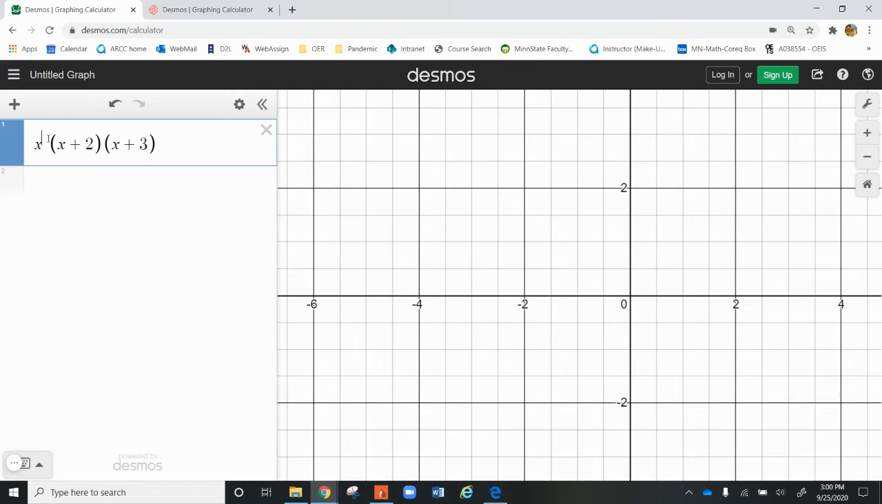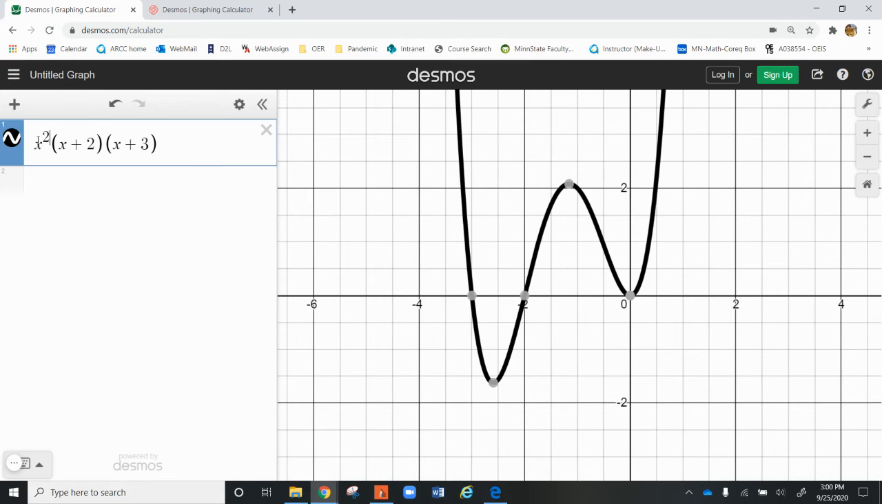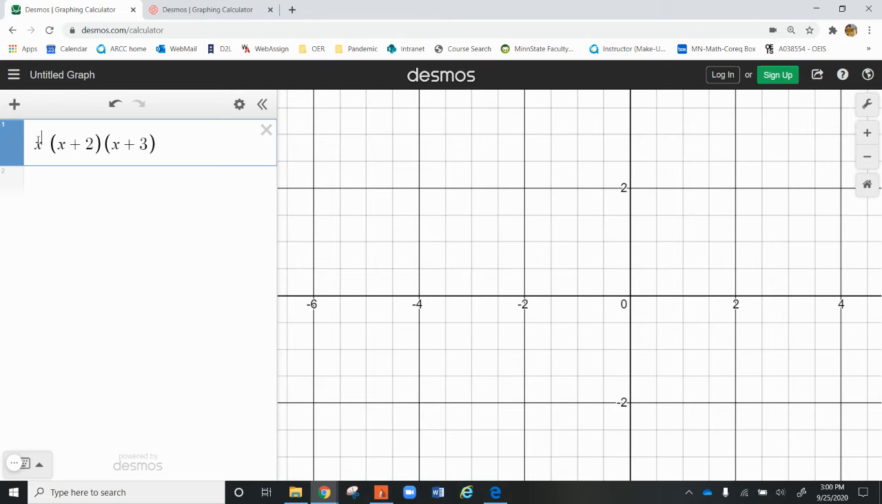If I were to take away that squared and make it just x, now it still has the same exact solutions, but the way the graph passes through at 0 is the same way it did for the other two, which is just go straight through. What happens if we make it, instead of squared, what happens if we make it cubed?